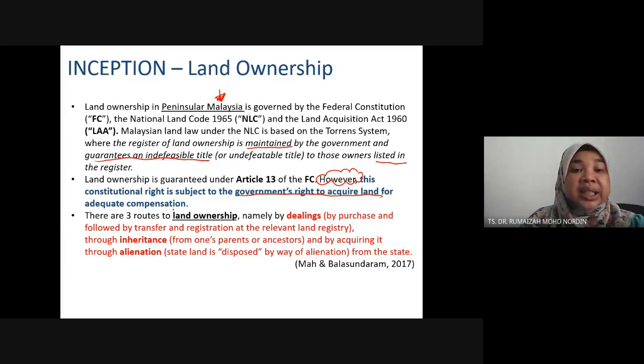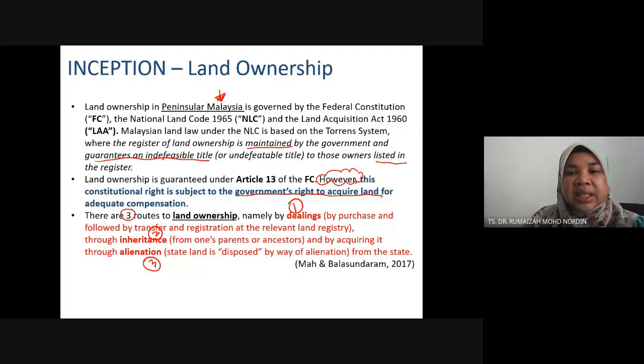Okay, so this land ownership can be done through three routes. Alright, first is dealings, number two is inheritance, number three is alienation. Actually, dealings and alienation are like purchase or disposal.